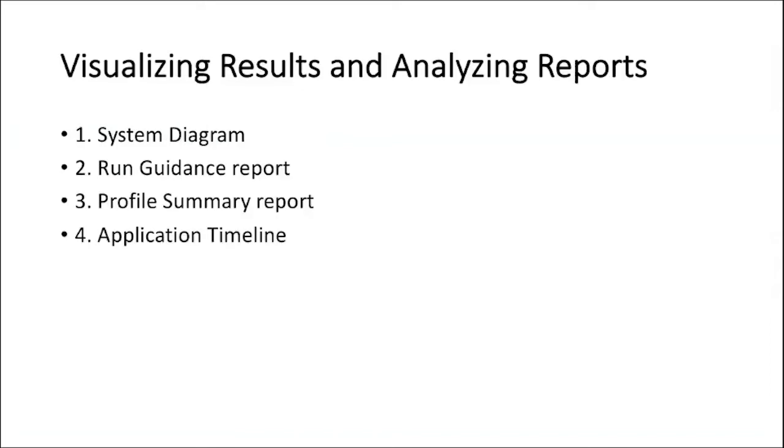After we write the code, we have to build and run, and this is the same as lab 3, so I don't have to take too much time here. After we build the code, we can see some analysis reports. There are 4 kinds of report we can see here: the system diagram, the run guideline report, the profile summary report, and the application timeline.